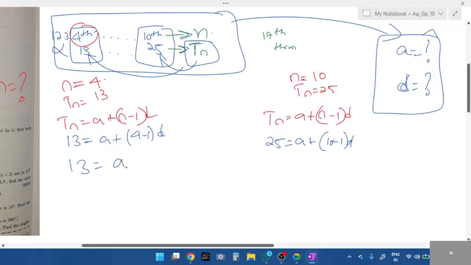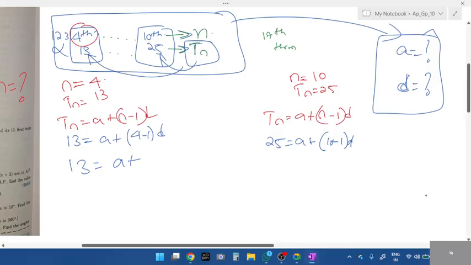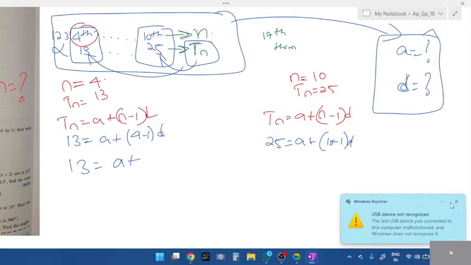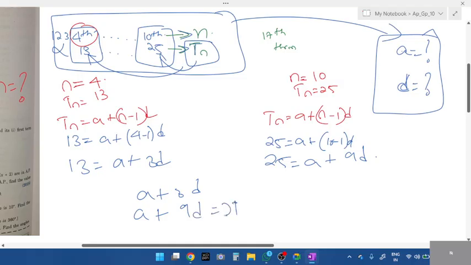Solve the two equations. A plus 4 minus 1 is 3D. That is how you have to think. Two values are missing. Okay, we need two equations. And in both equations, n value and T of n value are given. Solve this, students. All of you will complete. So A plus 3D, A plus 9D is equal to 13 and 25. Use the elimination method. Completed.